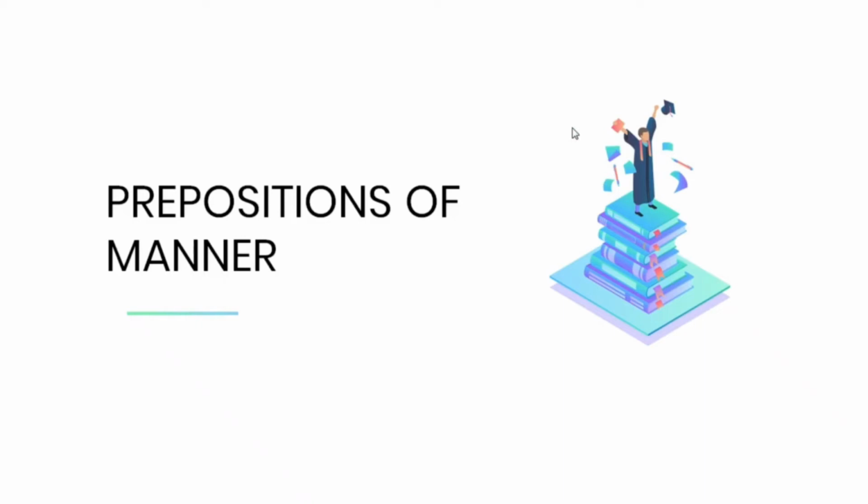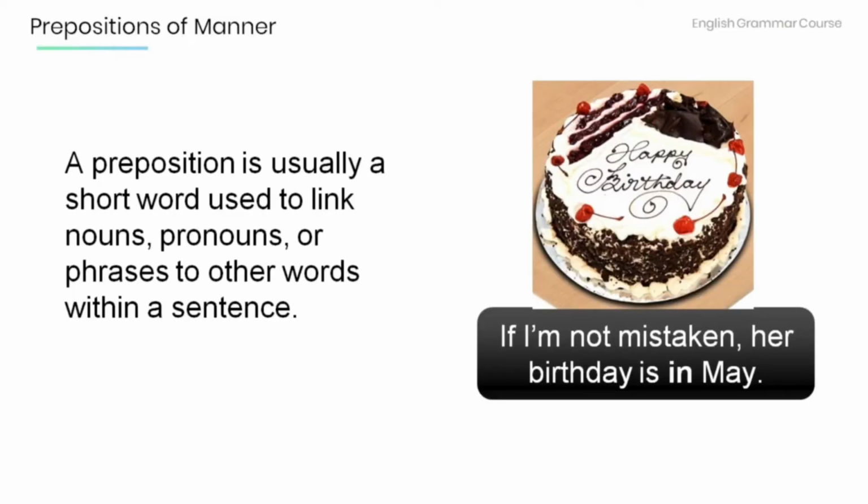Welcome to this tutorial. Today we're going to talk about prepositions of manner. Let's get started. Now, a preposition is usually a short word used to link nouns, pronouns, or phrases to other words within a sentence. Have a look at the example below.